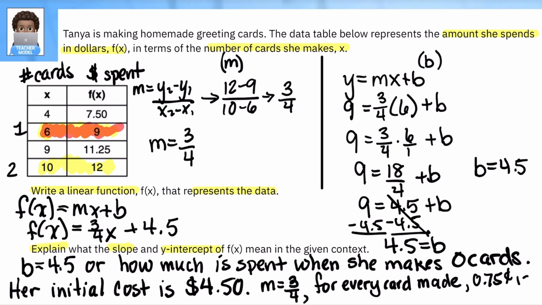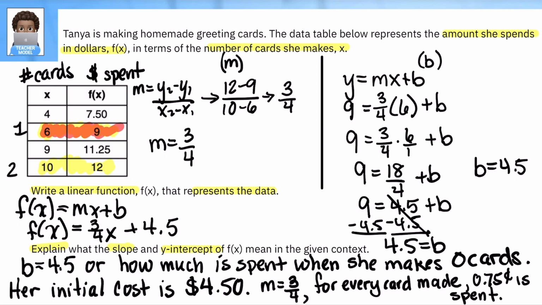$0.75 is spent. All right, so notice what I did there. I just turned 3/4 of a dollar into 75 cents. So that is how I am figuring out how much money is being spent.